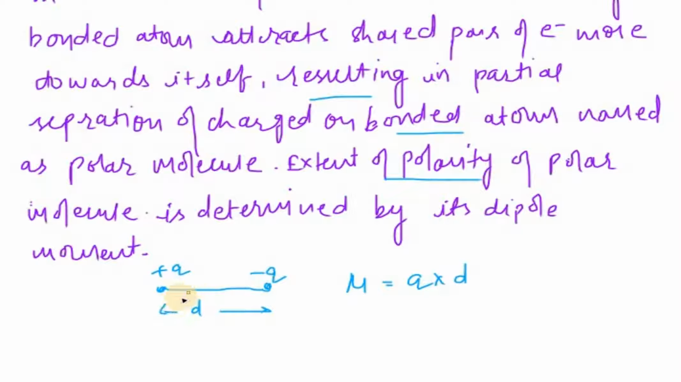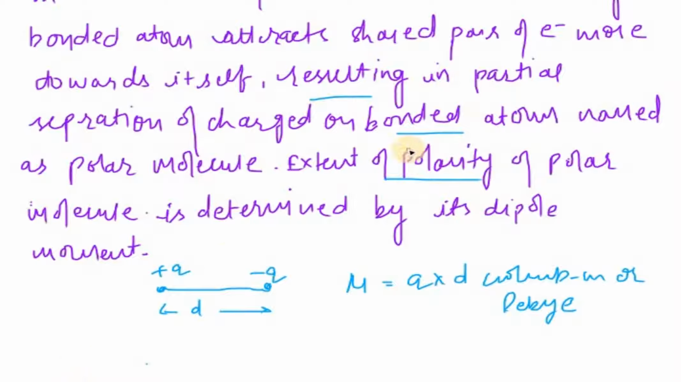It could be a partial charge or a full charge, because when there is partial shifting of electrons, the charge will not be exactly plus 1. In that case we write it as q multiplied by d, and the unit will be coulomb meter, or it can also be written as debye.